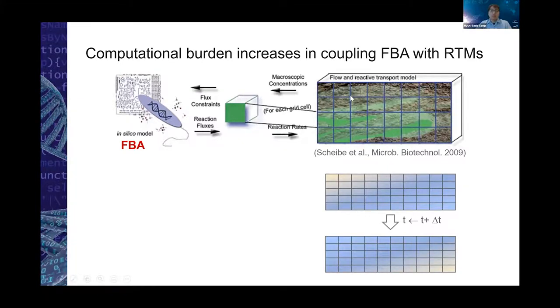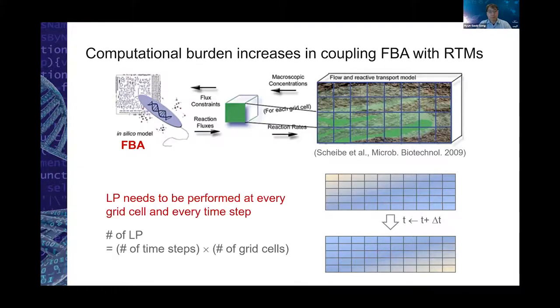computational domain. A very intuitive way to do this is, at a given time, we get the concentration from every grid cell, and then we get the fluxes as constraints and give that to FBA as input. FBA runs linear programming and then calculates output like all the reaction fluxes, and some of the reaction fluxes out of FBA are input to solve this reactive transport model. And now the computational burden increases even more. Previously, it was homogeneous, so we just needed to repeat the LP every time step, but now every grid cell has a different concentration, therefore different fluxes, different flux constraints for FBA.